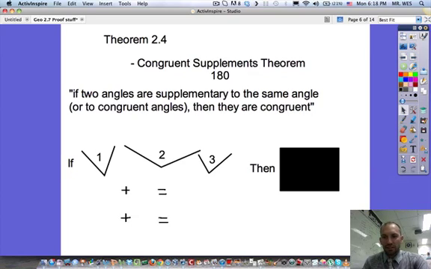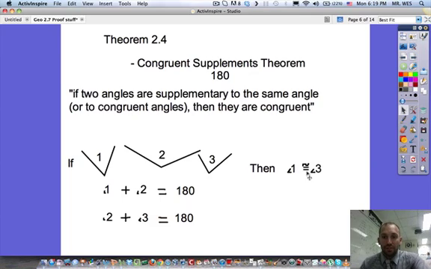If we have a situation like this, where we have three angles here, and we know that angle 1 and 2 are supplementary, so that means that 1 plus 2 is going to equal 180 degrees. And then we also know that 2 and 3 are supplementary, therefore we know that angle 2 plus angle 3 also equals 180 degrees. We can't forget the little angle signs. So we know 1 plus 2 is 180, 2 plus 3 is 180, then for sure we know that angle 1 is congruent to angle 3. If we have this situation, then we're going to have this situation.